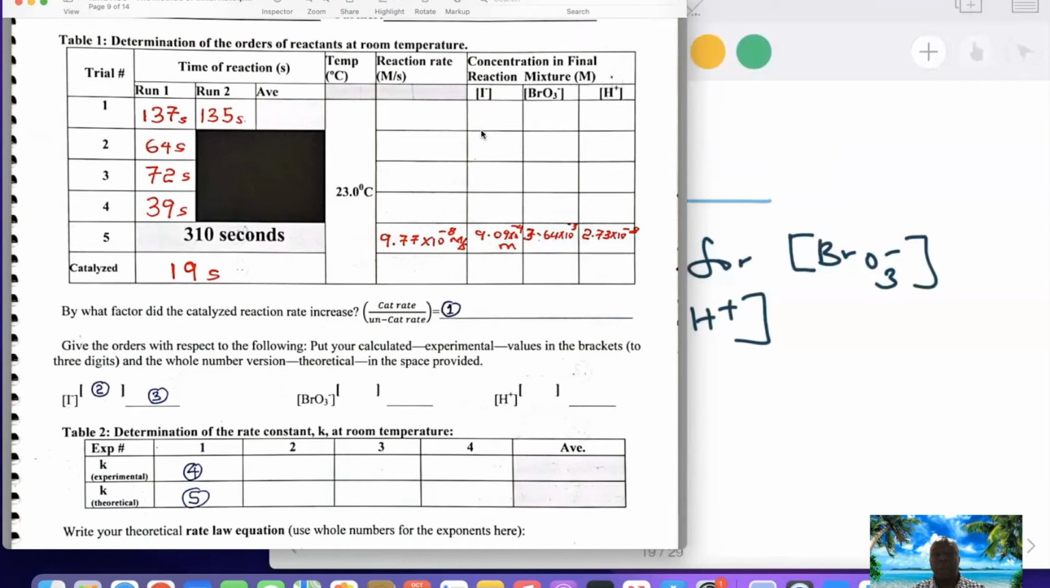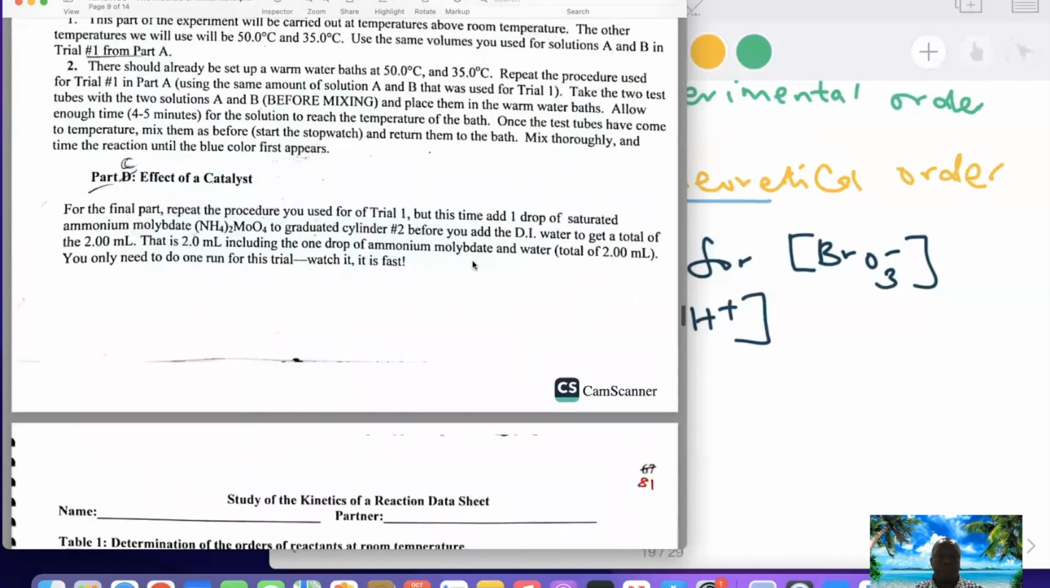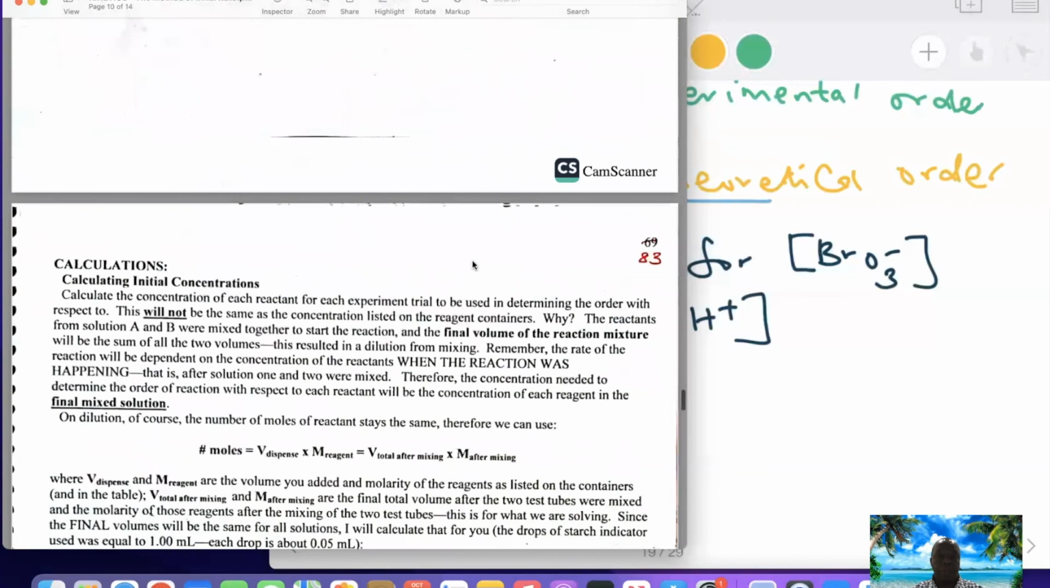You will get the experimental order, all right? And then 3 here is the theoretical order. In other words, once you plug in the values and follow the method of initial rates, you will need to look at the worked example in the lab manual to differentiate those two values.